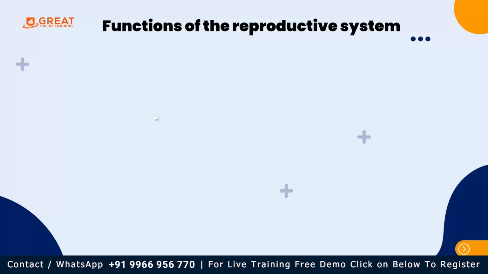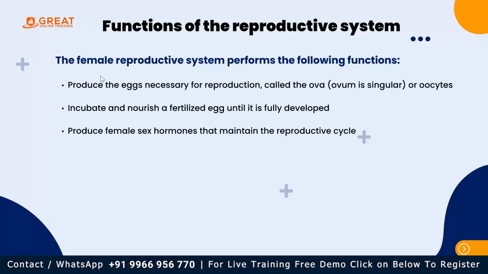Functions of the reproductive system. The female reproductive system performs the following functions. It produces eggs necessary for reproduction, called ova. Ovum is the singular, or oocytes. It incubates and nourishes a fertilized egg until it is fully developed, and produces the female sex hormone that maintains the reproductive cycle.